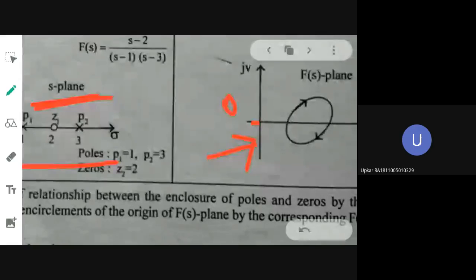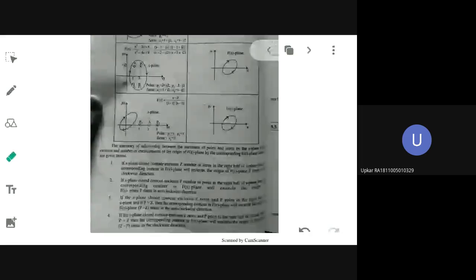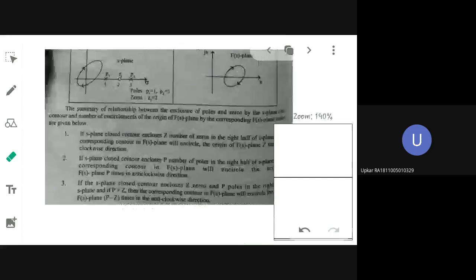Okay, so these are the observations made because of the presence of the poles and zeros in your S-plane and the contour that you are drawing in the f of S-plane. Based upon that, you will define one argument that is called the principle of argument. Let us move on to that principle of argument.